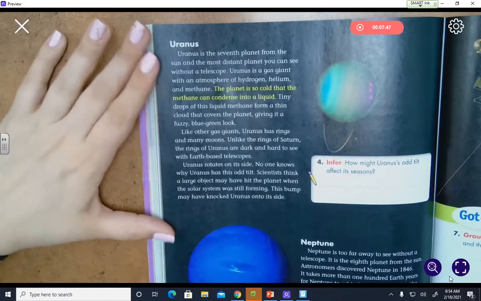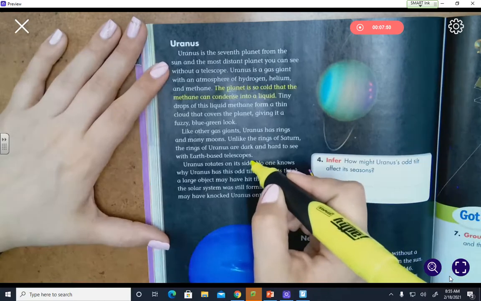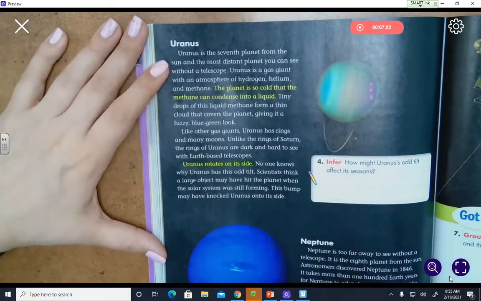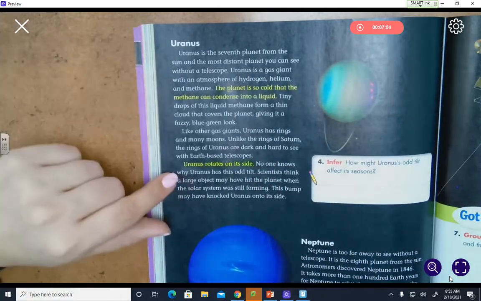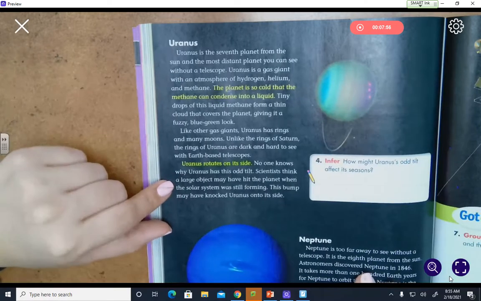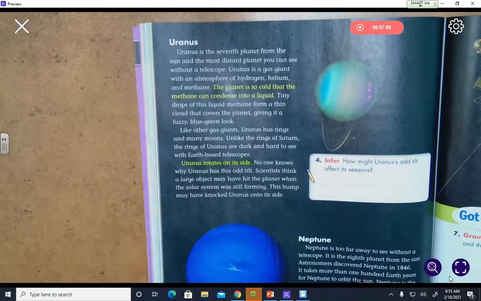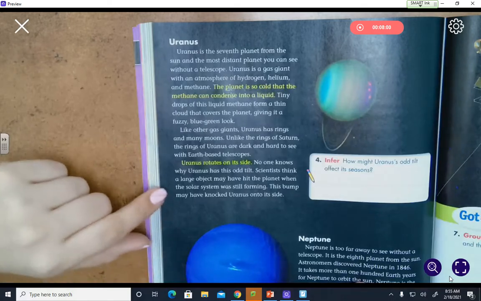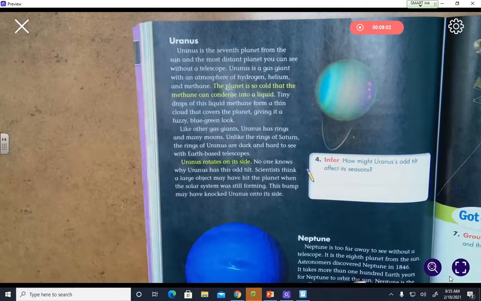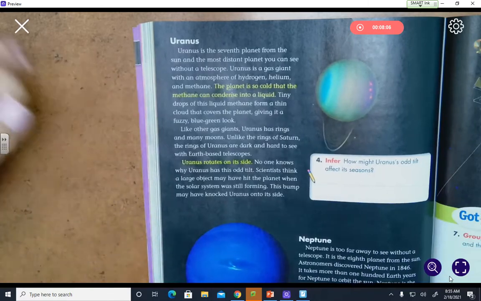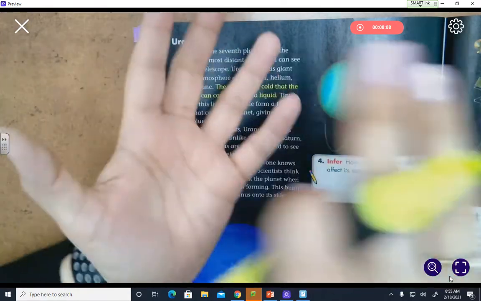Uranus rotates on its side. No one knows why Uranus has this odd tilt. Scientists think a large object may have hit the planet when the solar system was forming. This bump may have knocked Uranus onto its side. So this is the only planet that we have that actually rotates on its side.